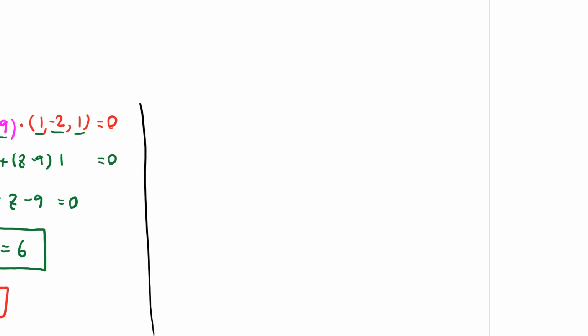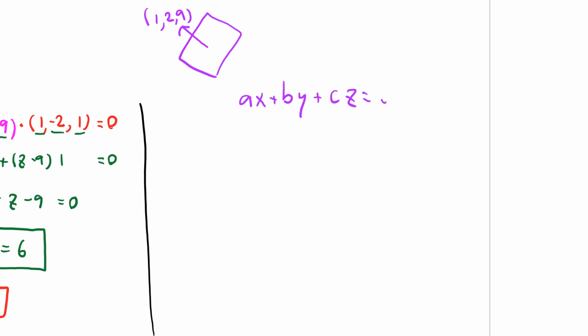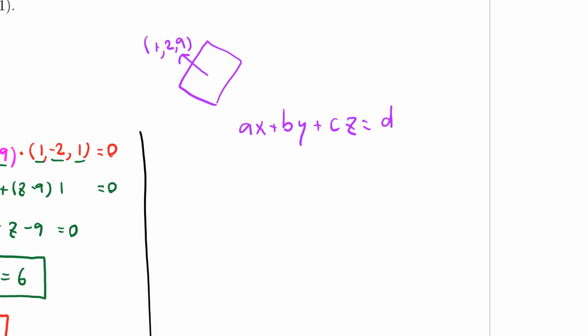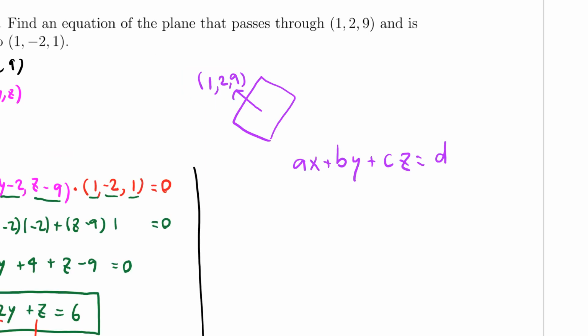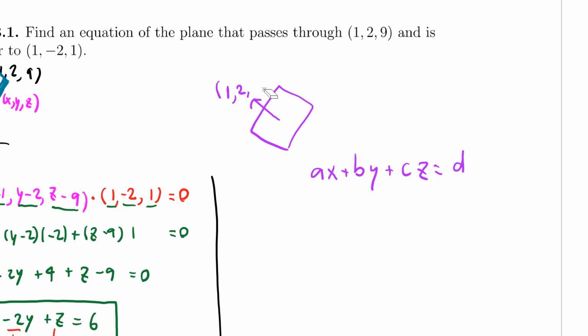I want a plane that is perpendicular to 1, 2, 9. So I knew that the general equation of a plane is ax plus by plus cz equal to 0. Not equal to 0, equal to d. And I knew that the normal vector to this plane is just the values a, b, c. In this particular case, I knew right away that my a is going to be 1. So it's not 1, 2, 9 here, sorry. I mean 1, negative 2, and 1 here. So the normal vector is 1, negative 2, and 1.